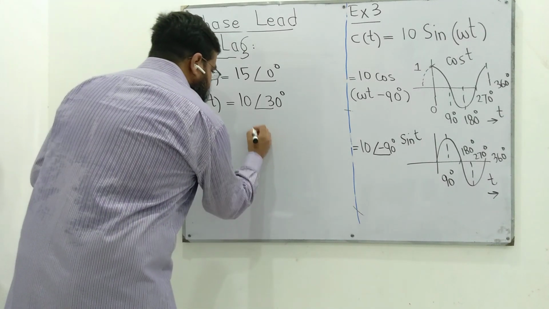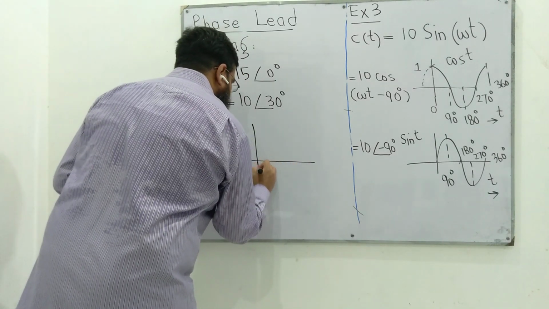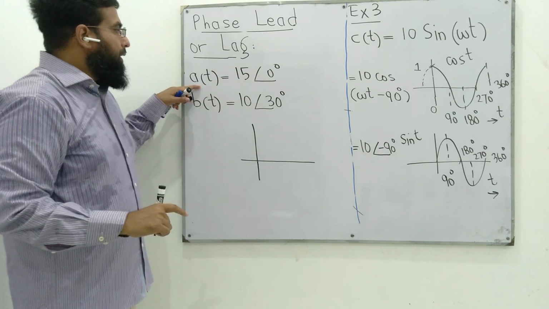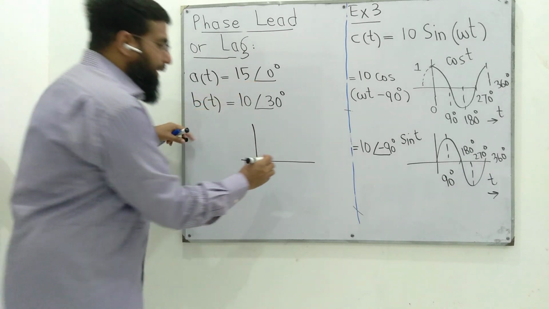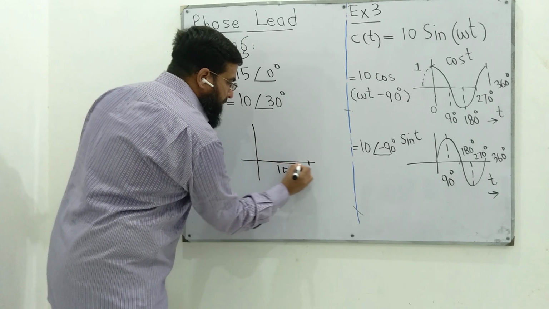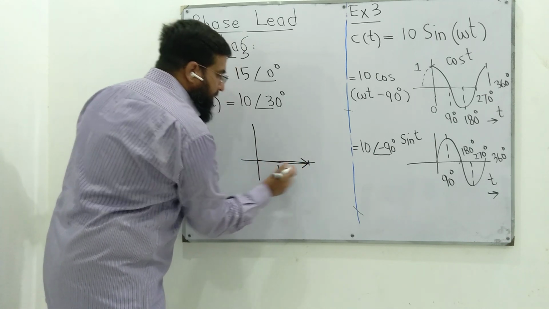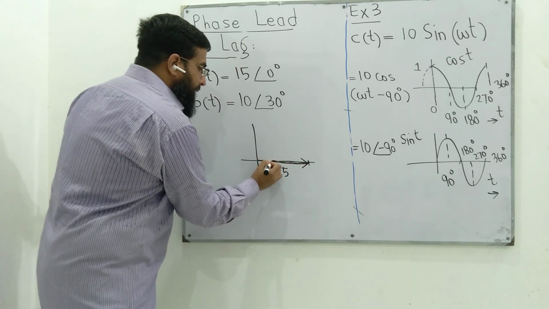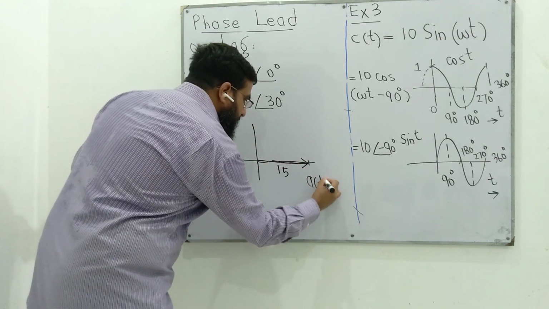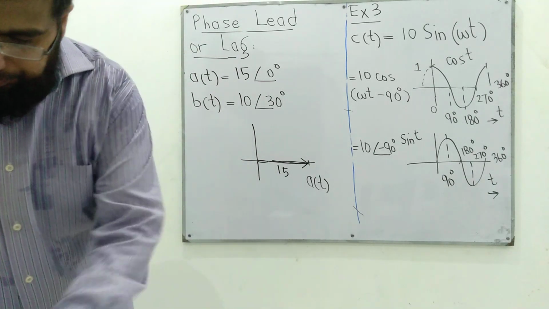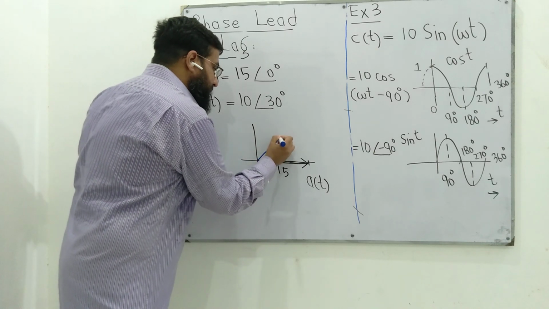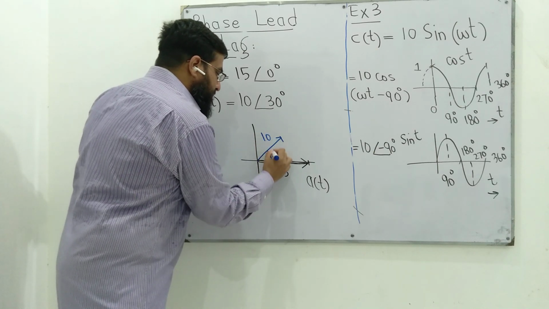Let's plot these signals first. A of t is a complex number, B of t is also a complex number. How do you plot A of t? 15 at an angle of 0. This is the angle of 0. We'll stretch it to magnitude 15 by laying it down at an angle of 0 degrees. This is A of t. Let me draw B of t with a different color. B of t has magnitude 10, but at an angle of 30 degrees.